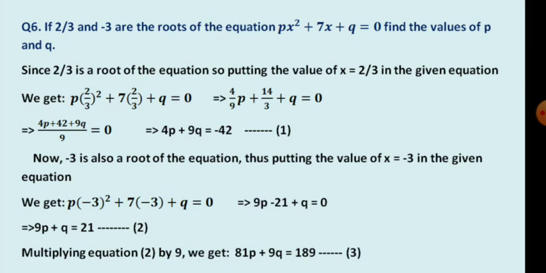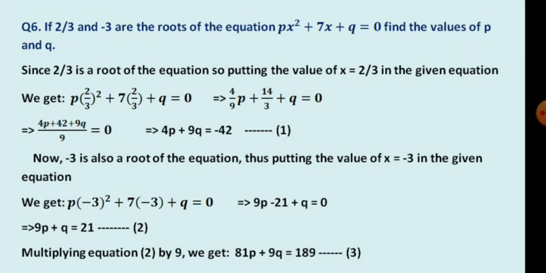Now again putting the value of x to be minus 3, that is p into minus 3 whole square plus 7 into minus 3 plus q equals to 0. That is equals to 9p minus 21 plus q equals to 0. Now keep the two variables p and q on the left hand side and bring the number on the right hand side. So this will give us 9p plus q equals to 21. This is the second equation.